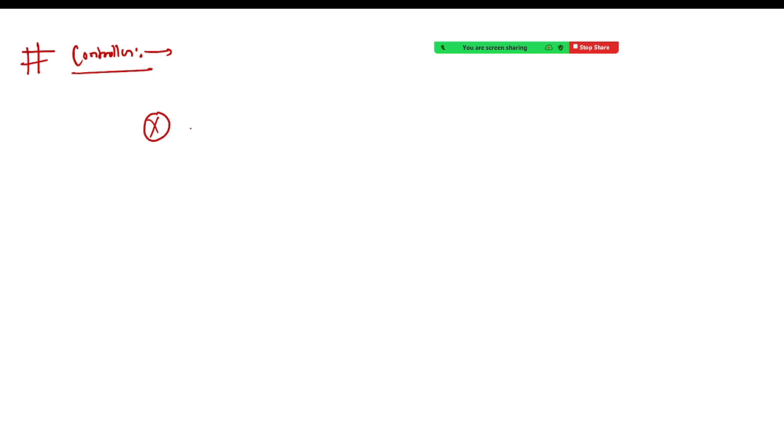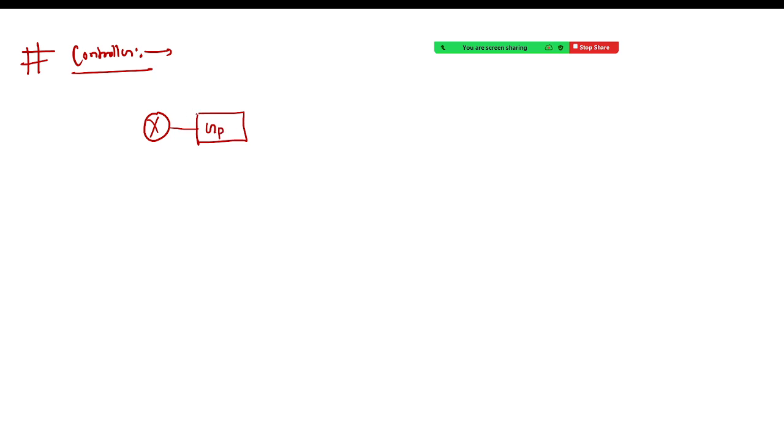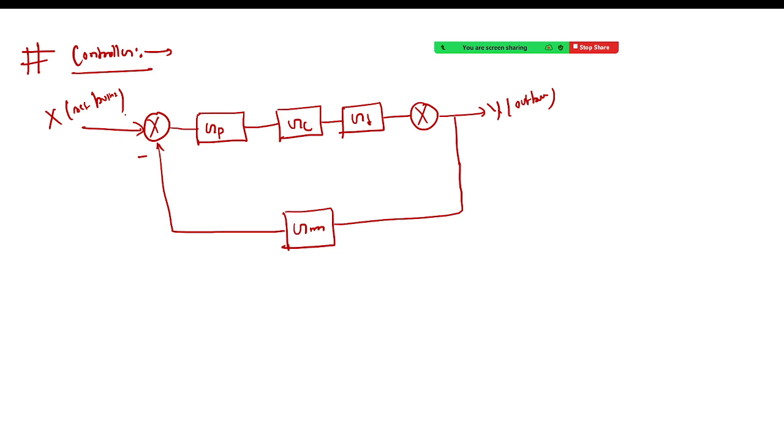The basic aim is that since this one is your process, this process will have a transfer function. There is a controller, that is GC, and that is the final control element. This one is your output, and from here there will be a GM, the measuring instrument, and there is your X, that is your set point, and this is your output. Is it clear? And let's say this one is a negative feedback system.